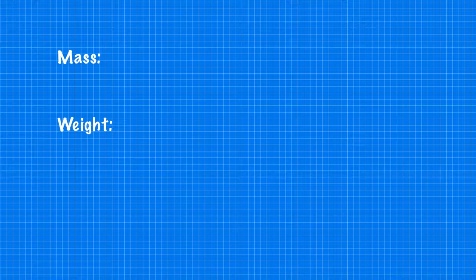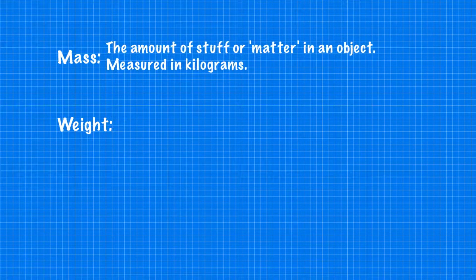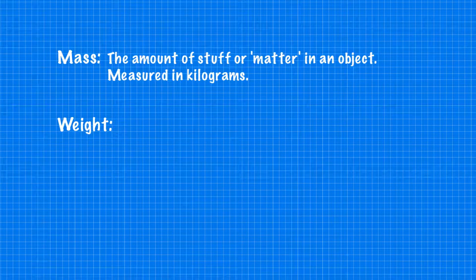So we're going to start off this lecture by looking at two key definitions. We're going to think about the difference between mass and weight. Now, quite simply, mass is just the amount of stuff or matter that is in an object, and it's measured in kilograms. The only way that can change is if the object itself changes.